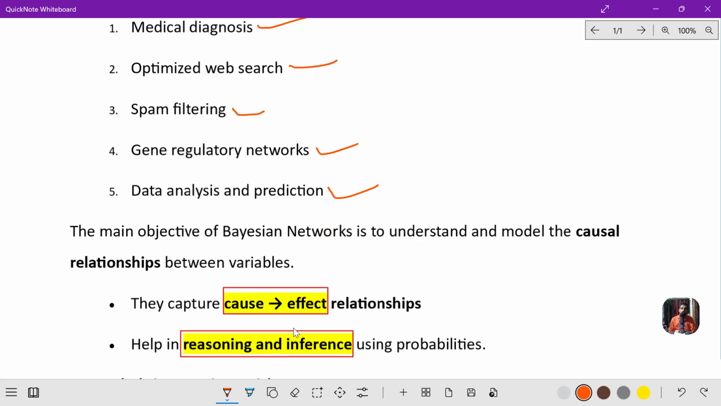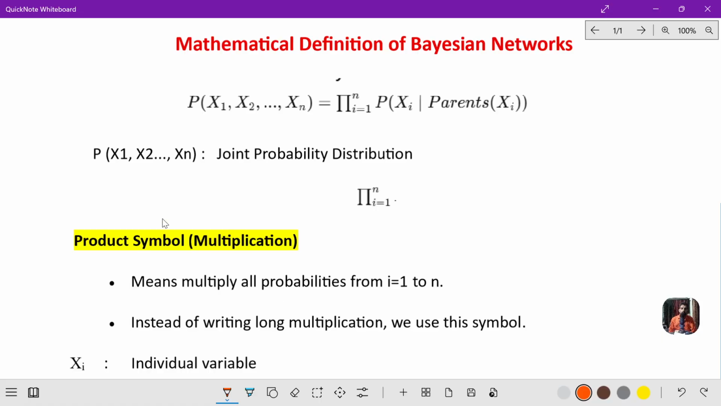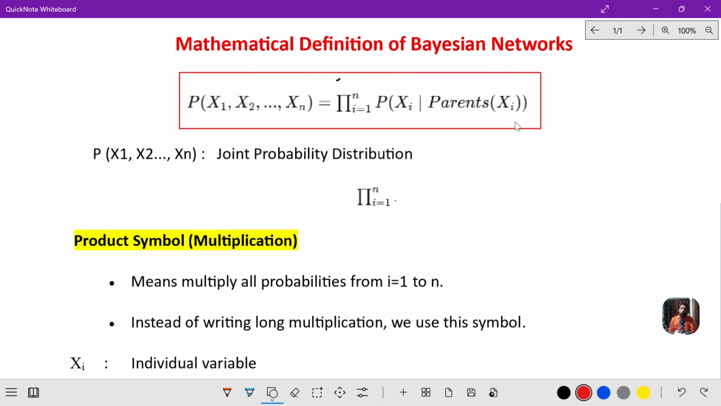So this is called a Bayesian network. Now you observe on the screen, it is the mathematical definition of Bayesian networks, one of the most important formulas. Kindly note it down, all of you. So this is the mathematical formula of Bayesian networks. You observe P of x1, x2, and so on up to xn is equal to the product of i equals 1 to n, P of xi given parents of xi.